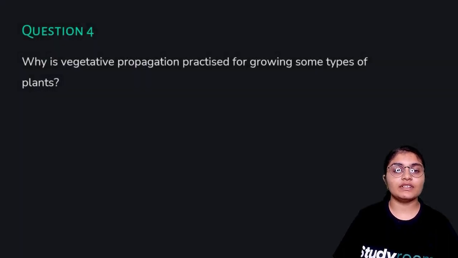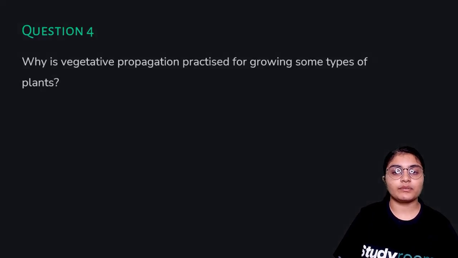Next question we have is, why is vegetative propagation practiced for growing some types of plants? Vegetative propagation is practiced for growing such plants which usually do not produce seeds or produce non-viable seeds. Okay, so the plants which do not produce seeds, or produce seeds which are not used for growing new plants, can be reproduced using the technique of vegetative propagation.